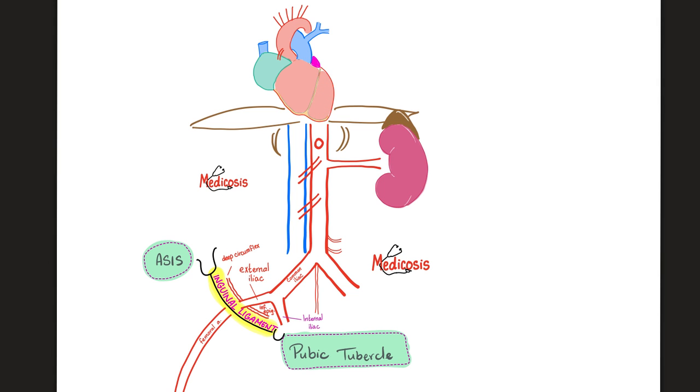Then this descending thoracic aorta is gonna pierce the diaphragm. At which level does the aorta pierce the diaphragm? Is it T1, T3, T10, T12, T8, or what?